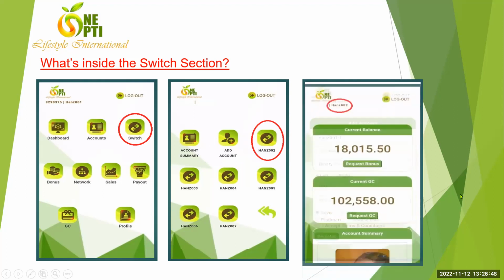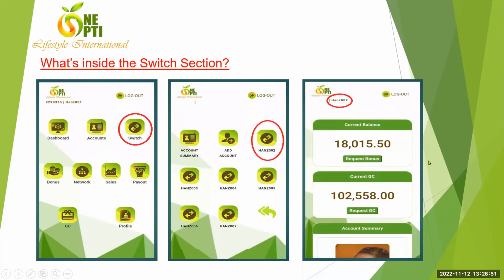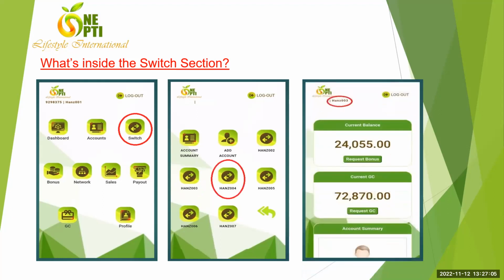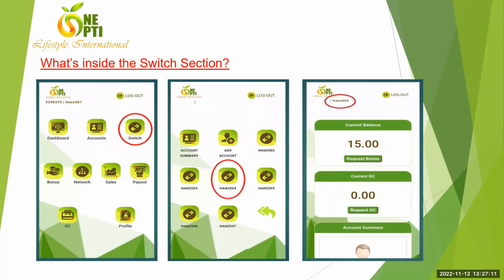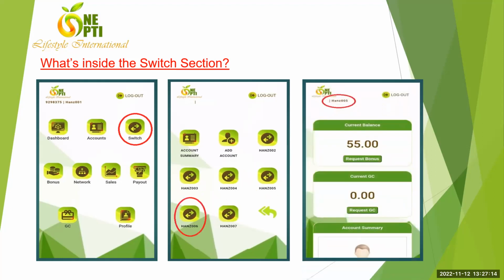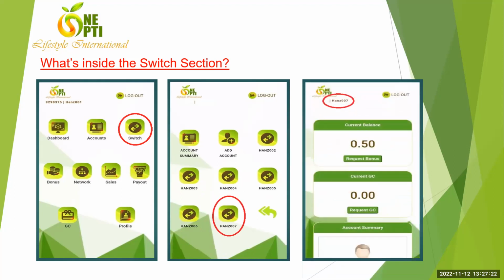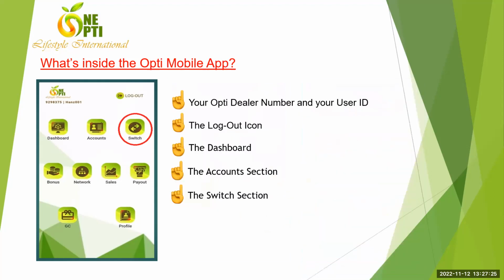7 accounts. So in this example, when I switch over to hand 002, it will give me the dashboard of hand 002. If I switch over to hand 003, then I will be able to see what's inside 003. If I click on hand 004, which is my 4th account, then I will have a quick glance of what's inside my 4th account. Hand 005, hand 006 also gives me the option to access my 6th account, and hand 007 also gives me the option to access my 7th account. So that's what the switch section or switch icon is all about.